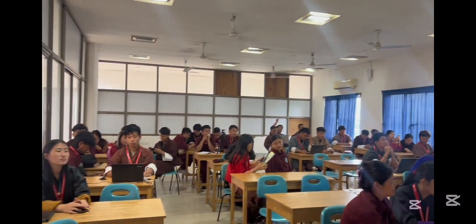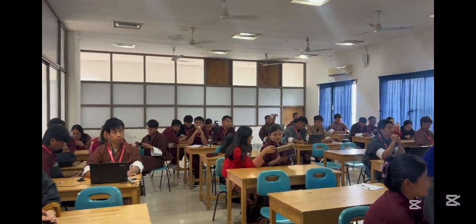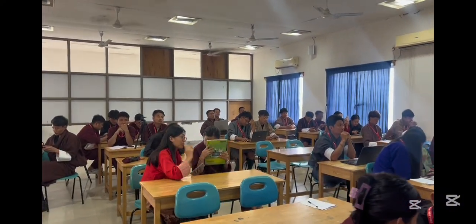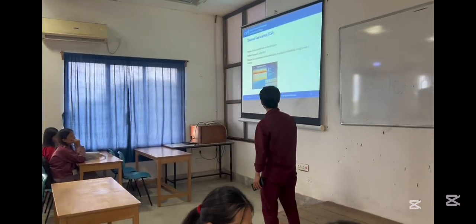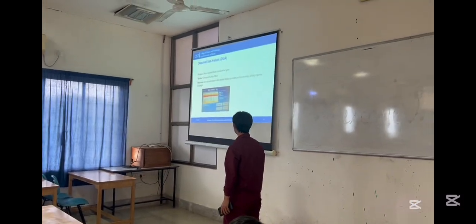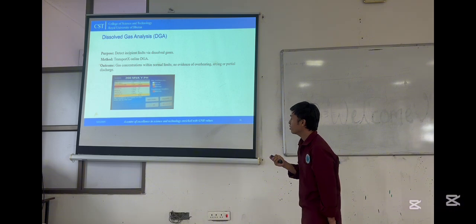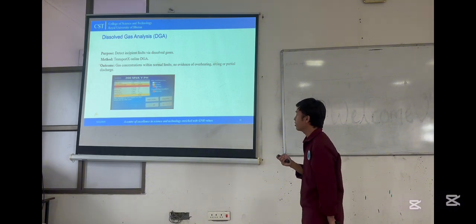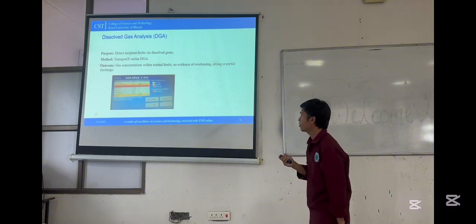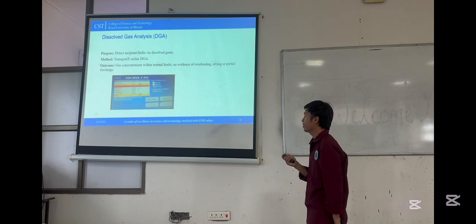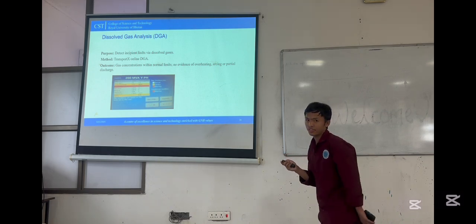From here we can see that there is no fault in the transformer. White one is normal, the yellow one indicates caution, and the red one is for warning.